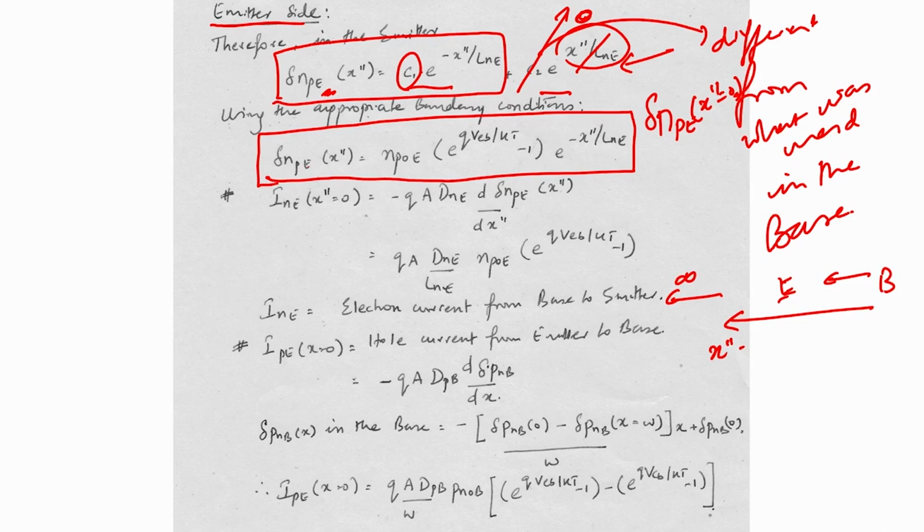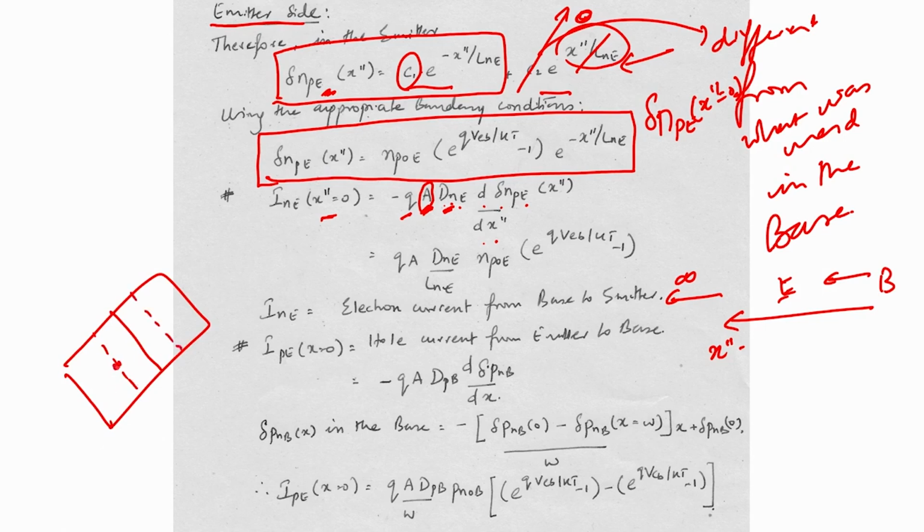So, what is the current? The current is a diffusion current. So, here we have written the total current and not the current density, therefore, we bring in the area of cross section. So, you have the Q DNE, which is the diffusion coefficient of the electrons in the emitter, into d delta NPE by dx double dash, and multiplied by the area of cross section to give you the total current. And just like in the case of PN junction diodes, the way we want to extract the current is by looking at the current at the depletion boundaries.